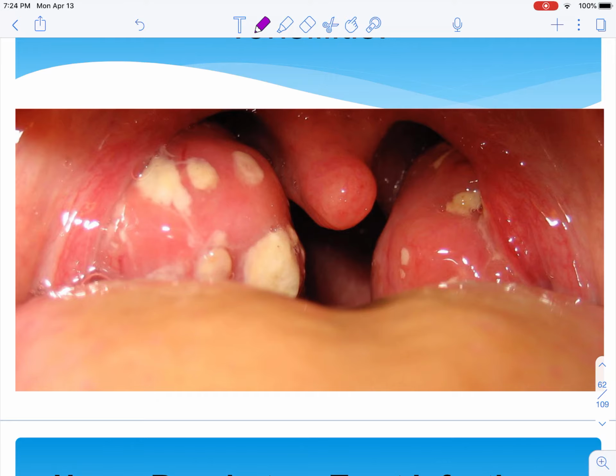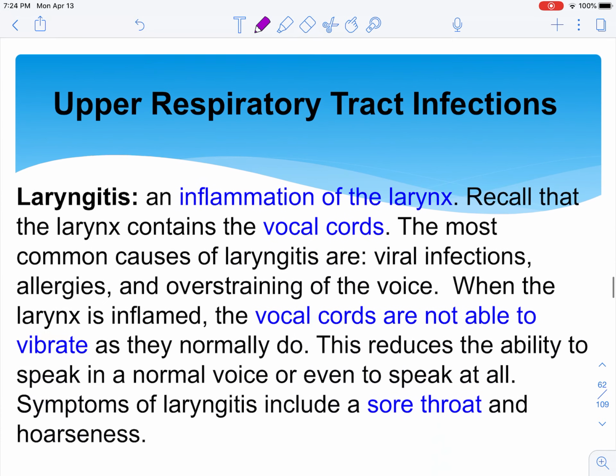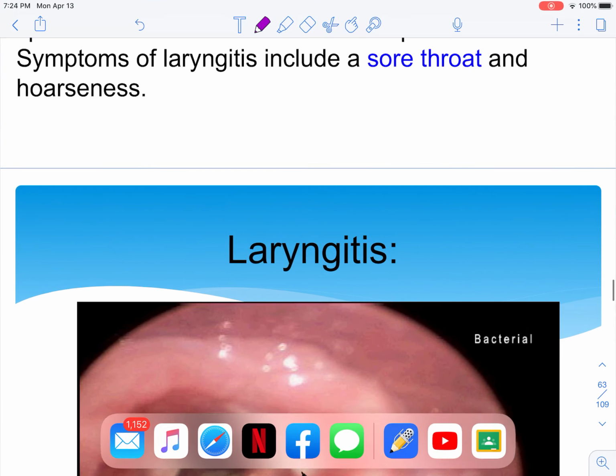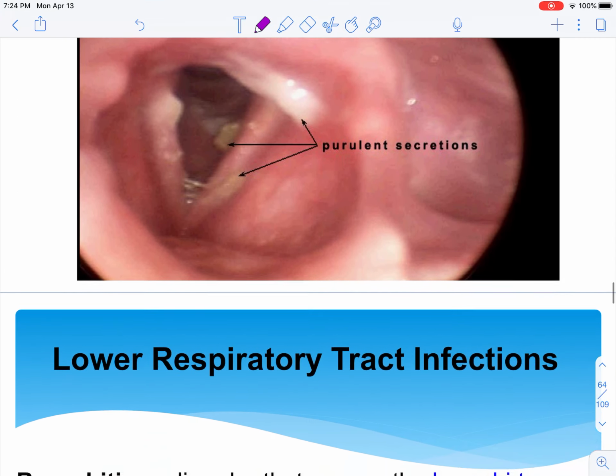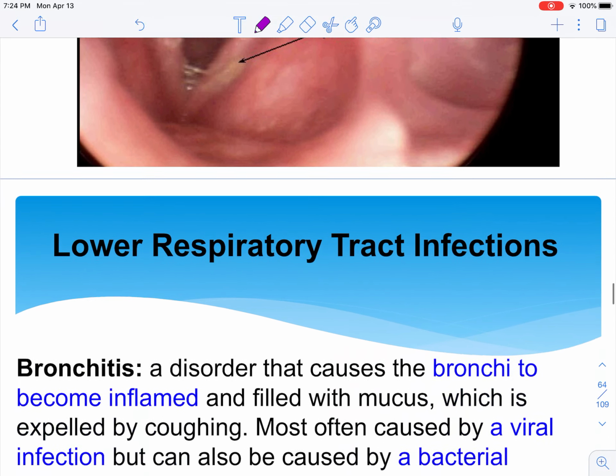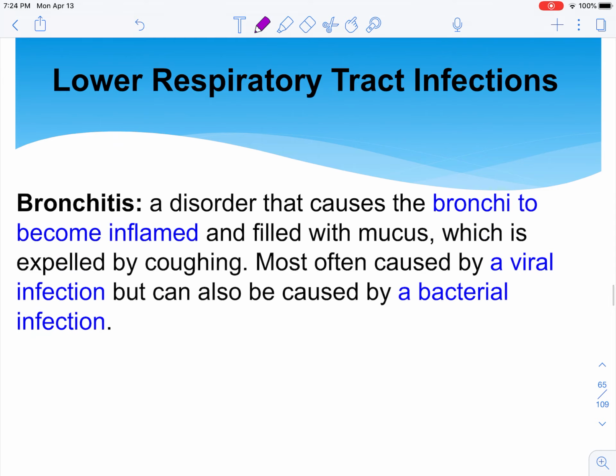Here's what looks to be swollen tonsils, maybe strep throat. You can see the infection in the white areas. Another itis here, laryngitis, inflammation of the larynx. So sometimes people actually entirely lose their voice when their vocal cords are inflamed and infected. Very sore throat with laryngitis. And so you see infection in the vocal cord area in this picture.